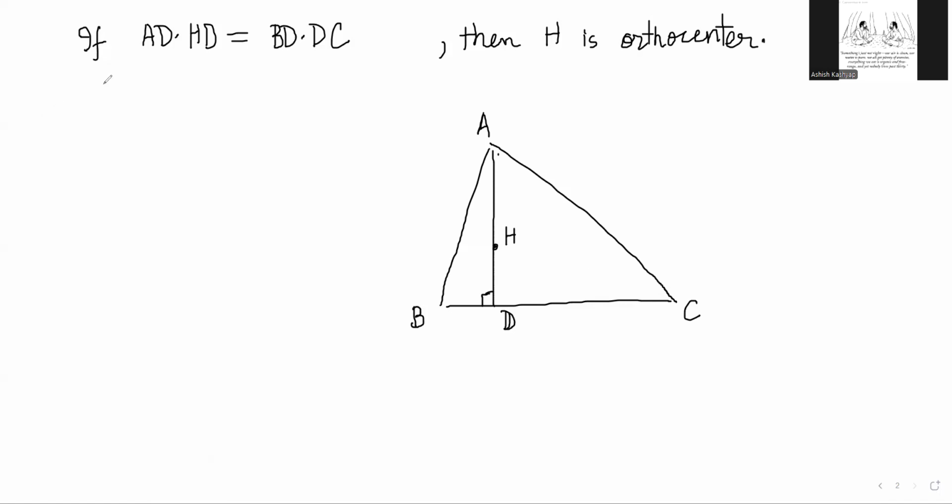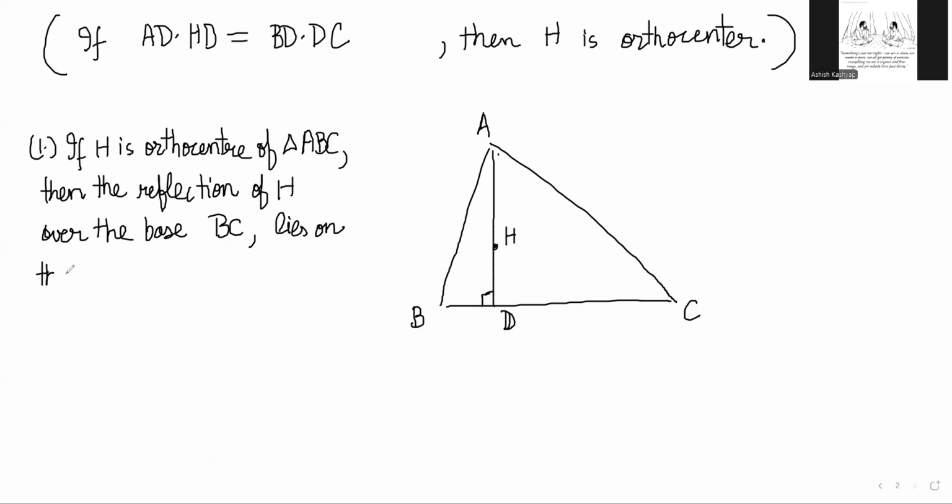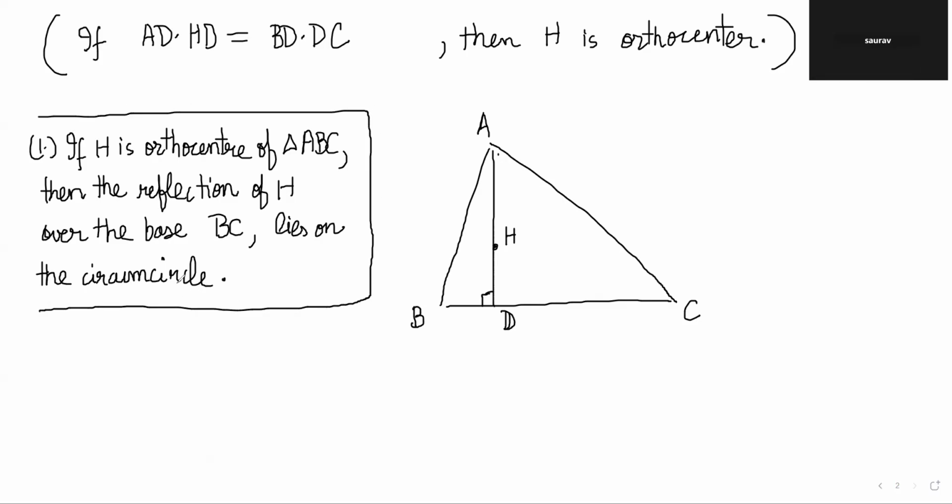One hint that I can give you is, before you prove this, you should either know or you should prove the result that if H is orthocenter of triangle ABC, then the reflection of H over the base BC lies on the circumcircle. Has anybody seen this before? Yes, sir. So first prove this. That should be a straightforward proof.